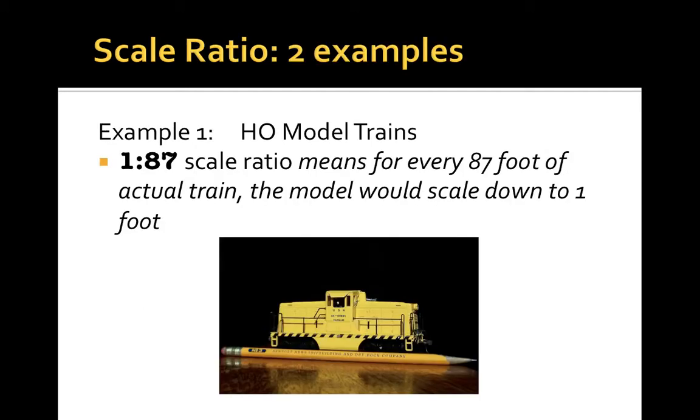For example, HO model trains are almost identical replicas of real-life trains, and the scale of an HO train is 1 to 87. That ratio means for every 87 feet of actual train, the model train would be scaled down to about 1 foot. In real life, with an HO train, the average cars are about 6 to 7 inches in length. So you can see where you would take a very large train that could possibly be over 50 feet, and now it would be scaled down pretty small.